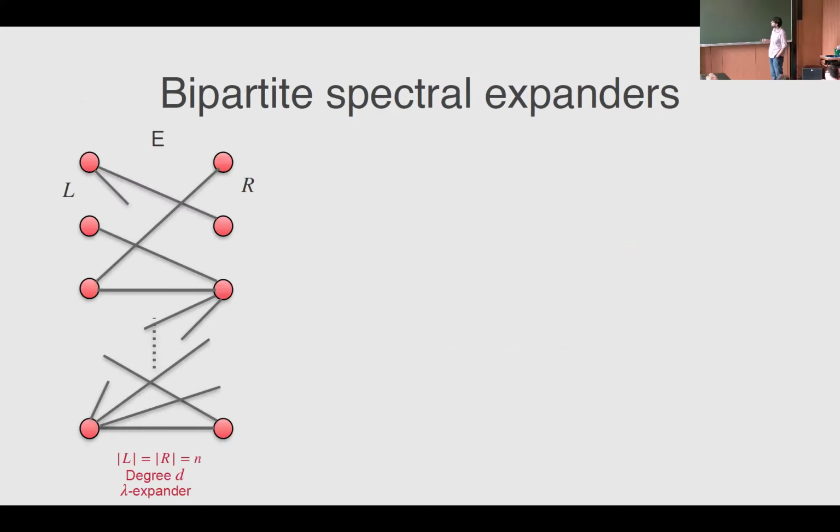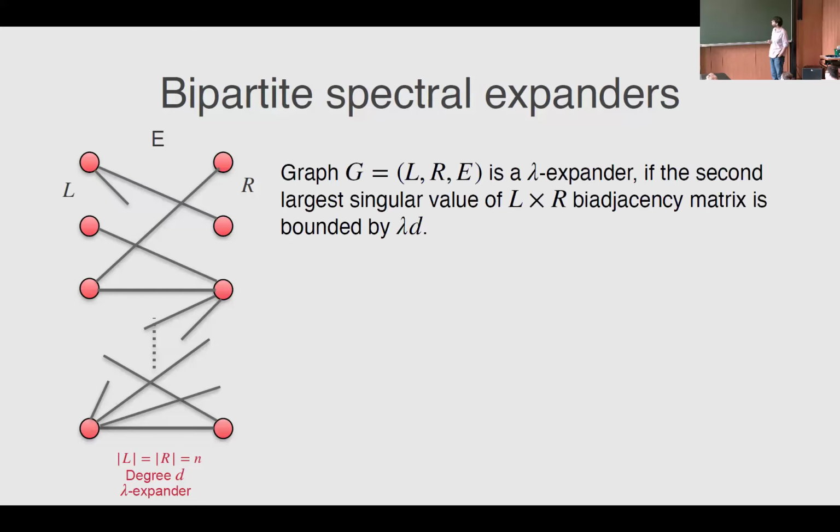Let's only worry about balanced bipartite spectral expanders with degrees being d on both sides and n vertices on both sides. And we say it's a lambda expander if we look at this L by R adjacency matrix, its largest singular value should be bounded by lambda times d. So d is just a normalization factor. Lambda will be between 0 and 1. And we want lambda to be as small as possible.